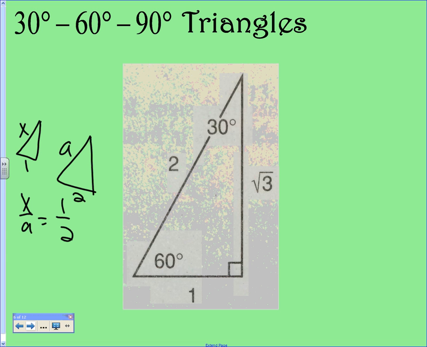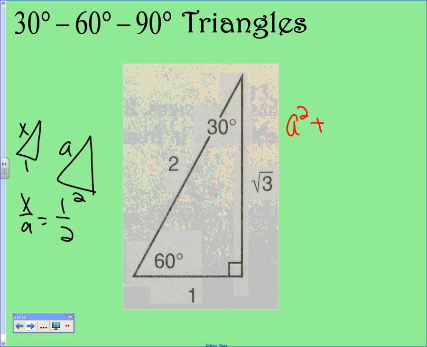The 2 is always the hypotenuse. 1 is the smallest side. It is always across from the smallest angle. And then square root of 3 is next to the 30 degrees. The 30 and the 3 are next to each other. Okay?